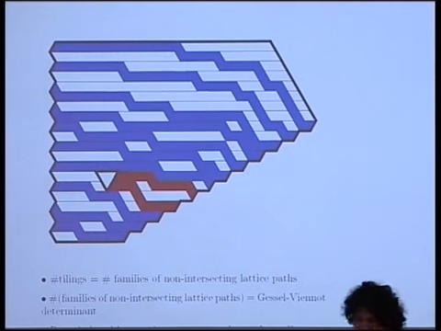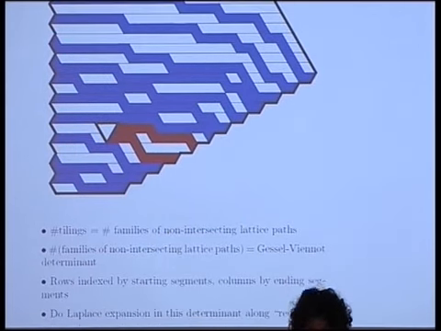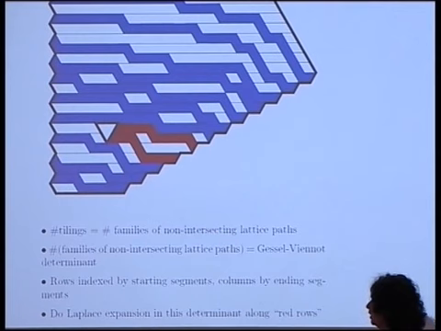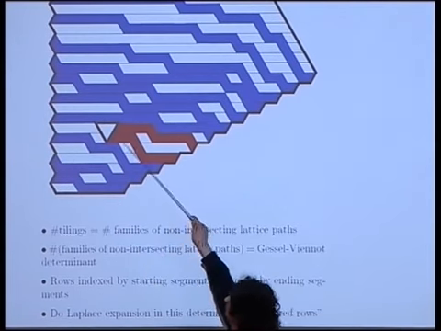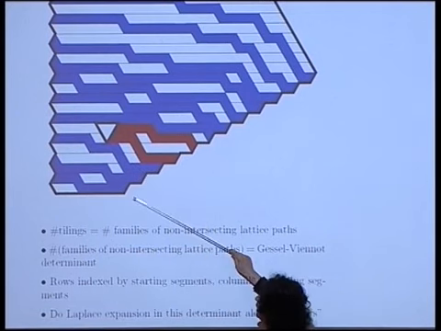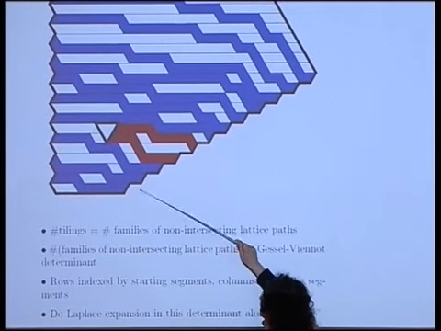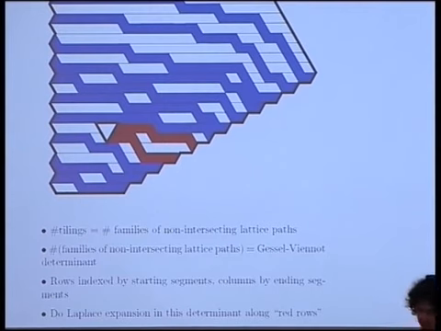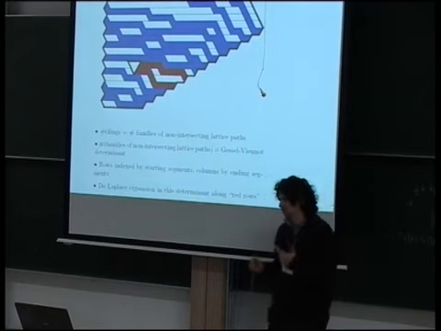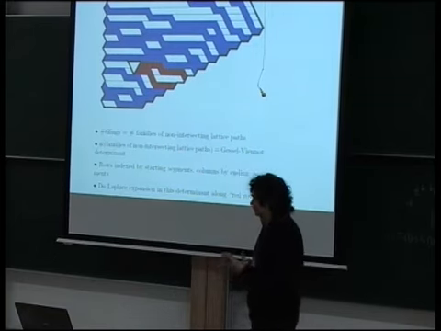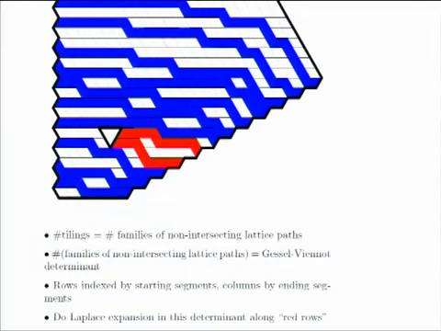Right. So what you can do is, in this determinant, rows are indexed by the starting points, this dot, and this, and this. These are all starting points. And columns are indexed by ending points. And it's a determinant, so you can apply Laplace expansion along the red rows. So this is just a generalization of expanding a determinant along a row. You expand along 2 rows, and you get a double sum.